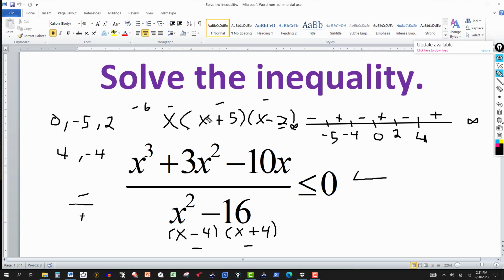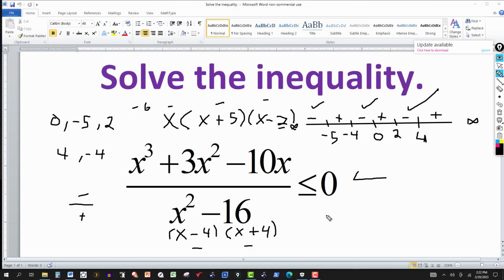And normally, unless you have one factor that's repeated, in other words, I have a square in one of these, signs are normally going to alternate. So notice I go plus, minus, plus, minus, plus, minus. If you're not sure, then just check every interval. Now we just want the solution. We want this expression to be less than 0. That means negative. So look for the negative intervals. That one, and that one. So there's my solution. X has to be less than negative 5, has to be between negative 4 and 0, and between 2 and 4.